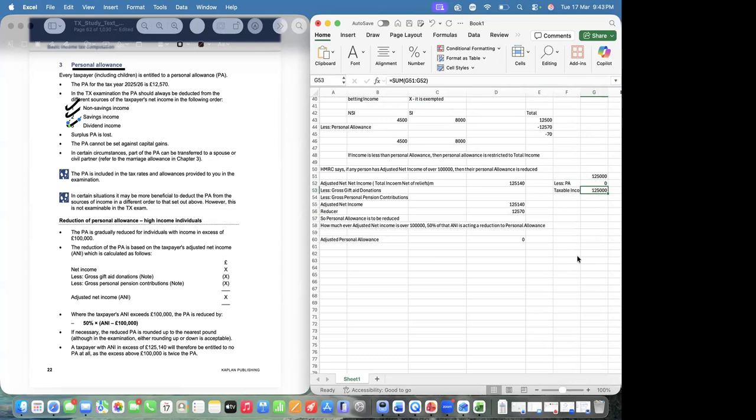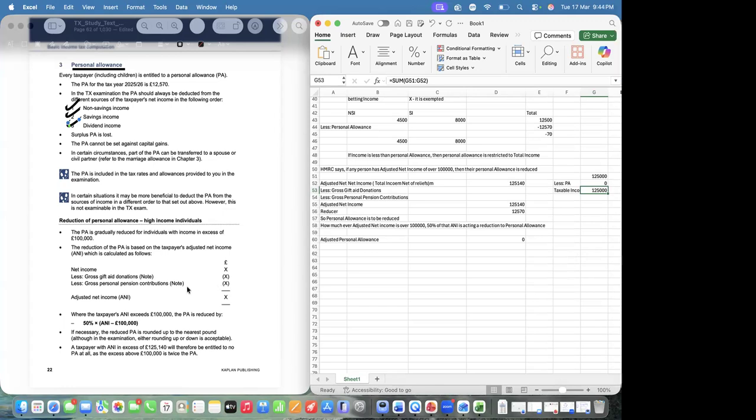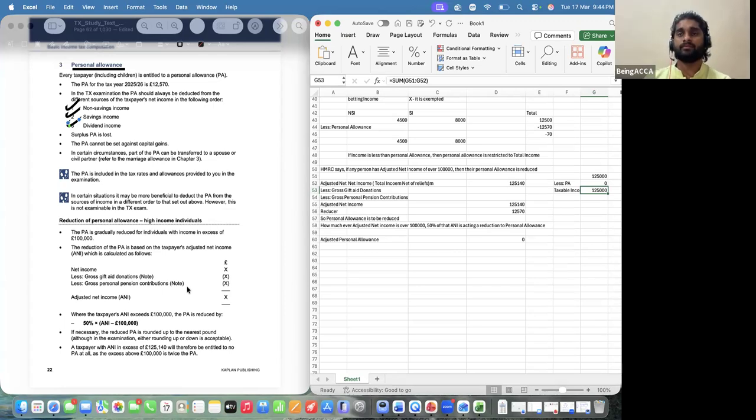So any person who has an adjusted net income over 125,140 will have zero personal allowance. Make a note of this. Okay. And with this, are you clear with personal allowance? Yes, sir. What is the order of priority to be given when reducing the personal allowance?